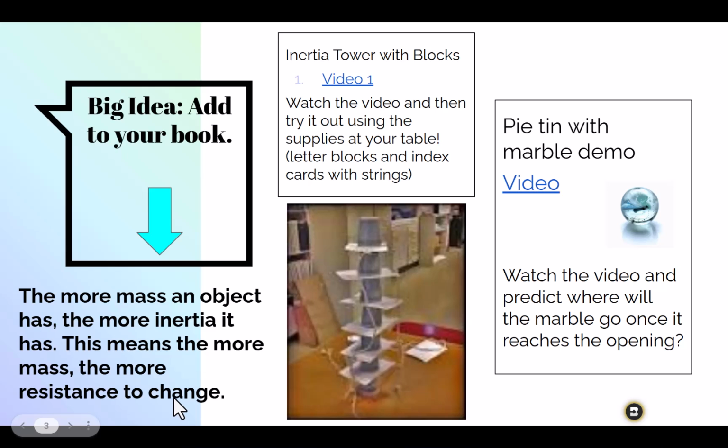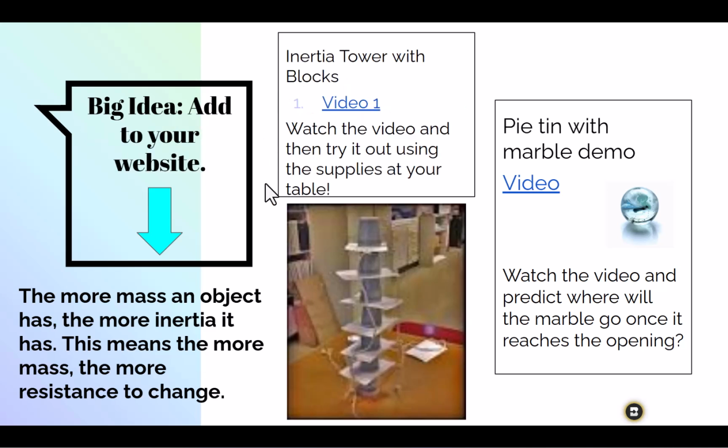We can model this by thinking about a truck versus a car. If you have a truck going 55 miles per hour and you have a car going 55 miles per hour, that truck is going to have much more inertia, and that truck is going to resist change more than the car. So if the truck had to suddenly stop because of an unbalanced force, that truck would be harder to change its motion. It would be harder to stop because it has much more inertia compared to the car.